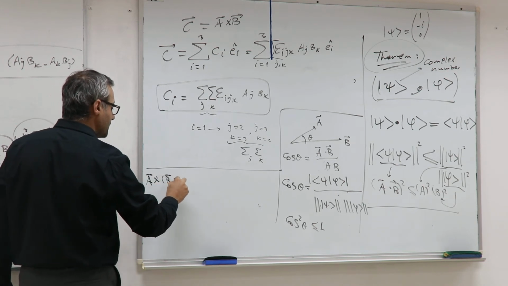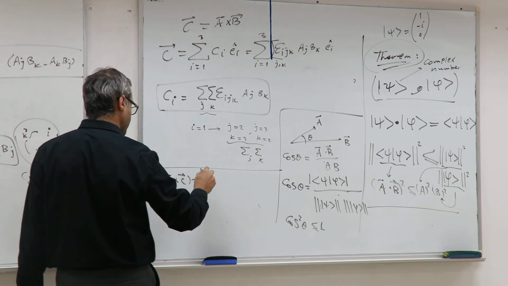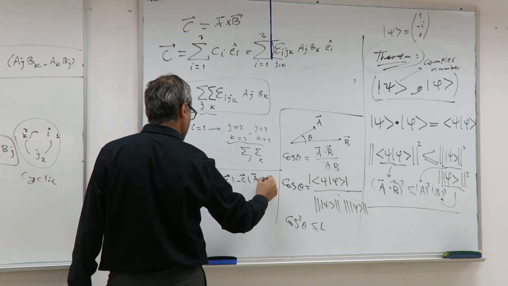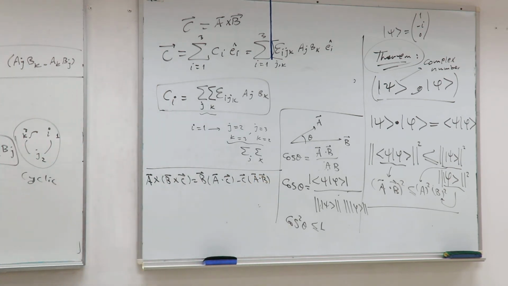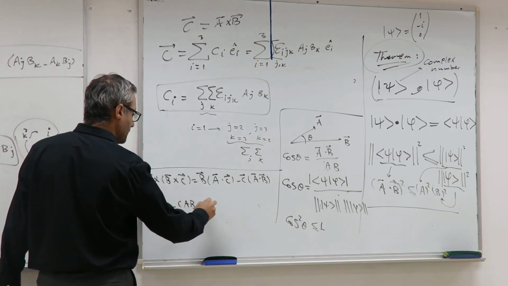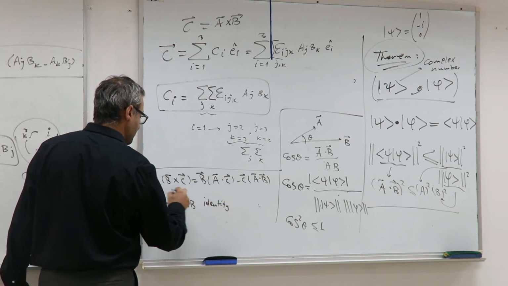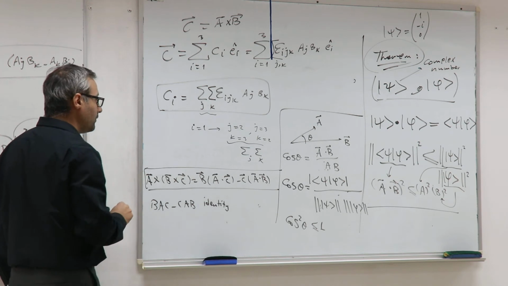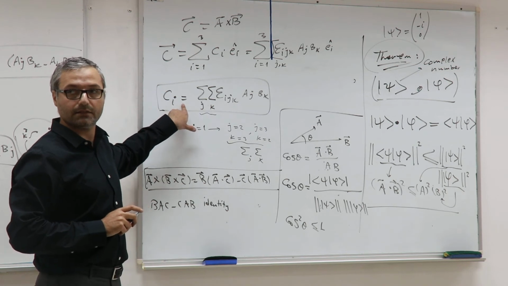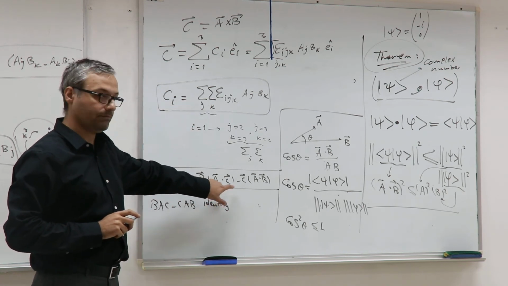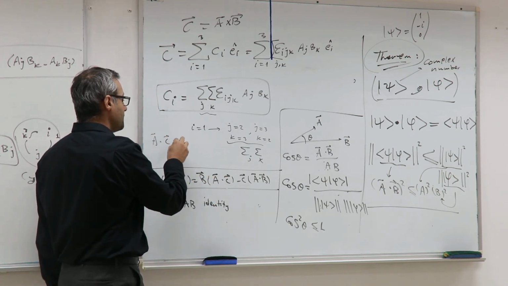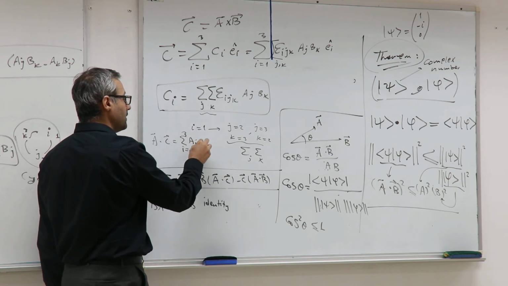Look at that. If you have something like that, this is called the BAC-CAB identity. You already know what A cross B is. A cross B is the vector called C, and the component of the vector is given by that. I want you to use this definition and prove that, because you already know what A dot C is. A dot C, for example, is sigma over i from 1 to 3 of Ai Ci.